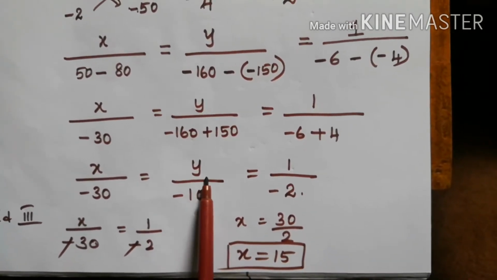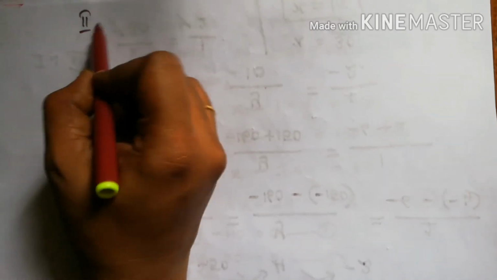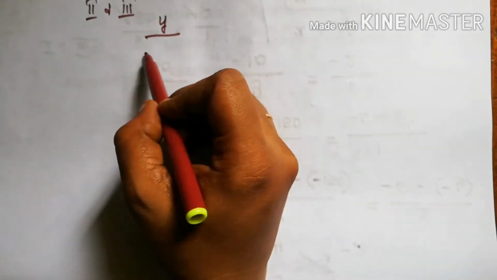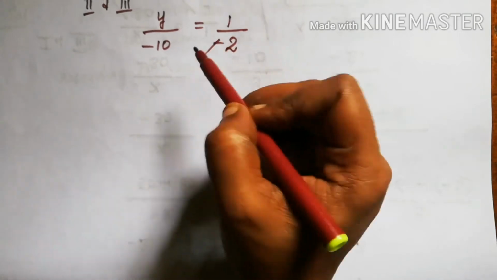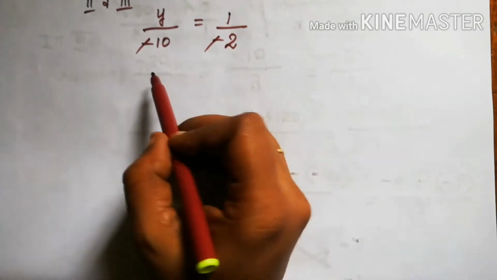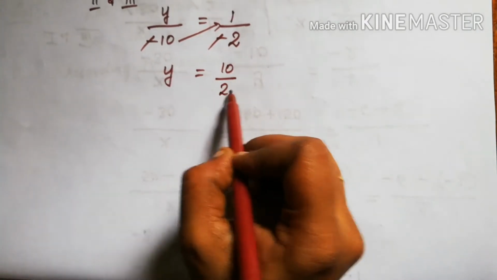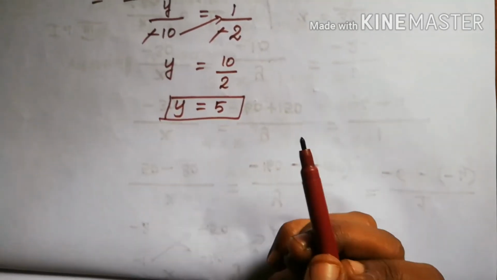Now next I am going to equate second and third one. Now equating second and third one. Y by minus 10 is equal to 1 by minus 2. Minus minus cancel. Y is equal to 10 when it goes in. 10 by 2, that is equal to 5. So y is equal to 5.